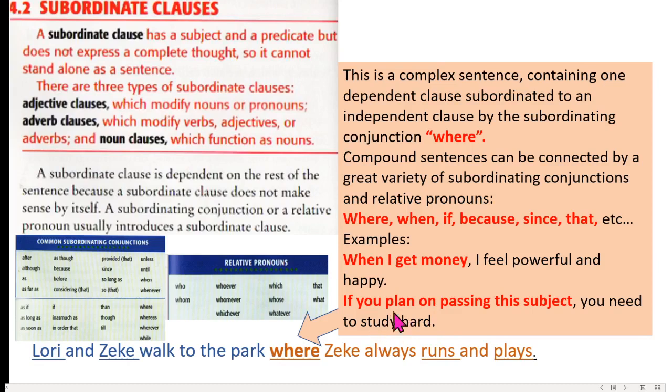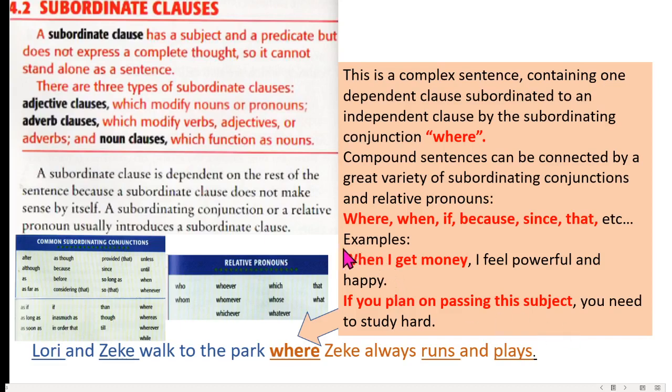Still another. If you plan on passing this subject, you need to study hard. The same thing. If you plan on passing this subject, if I tell you this, then you'll be expecting me to say what you need to do, but I didn't say it. Even though you have a subject, you have a verb, plan, and all the remaining words that accompany the verb to make the predicate. So you have subject and predicate, but you have a subordinator, the word if here, okay? If is a subordinating conjunction. You can see here in the list.